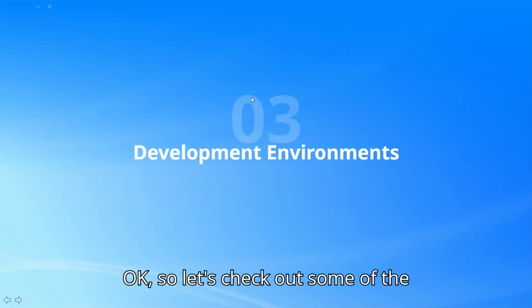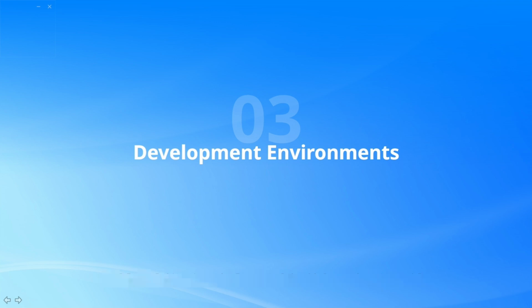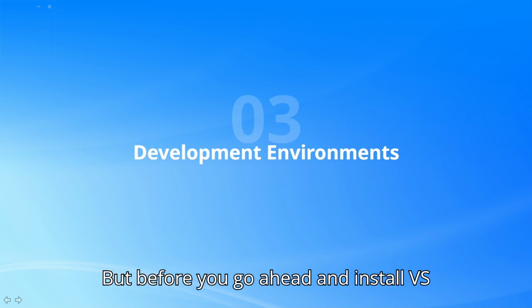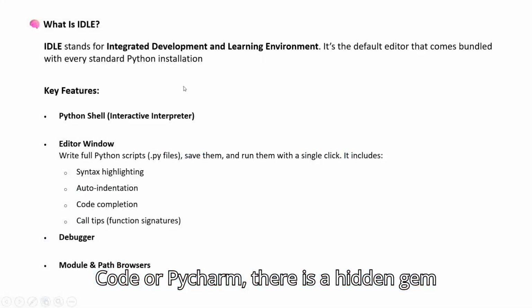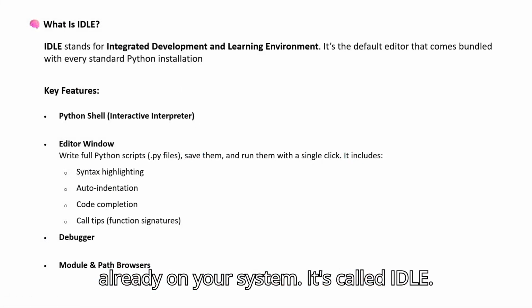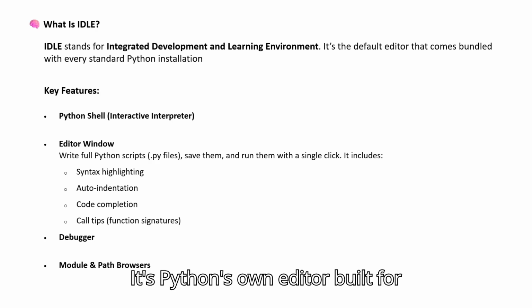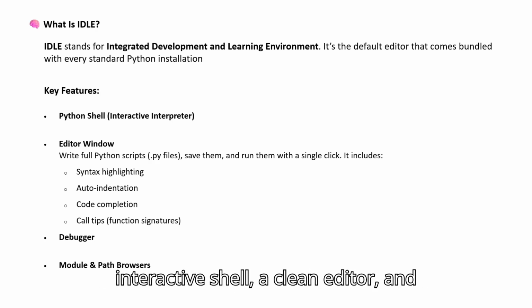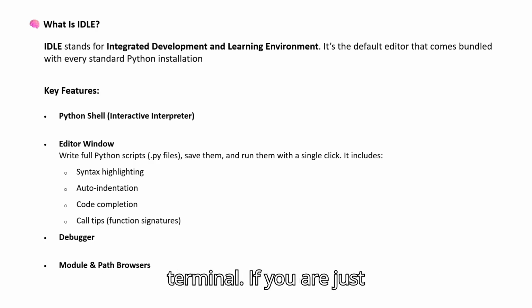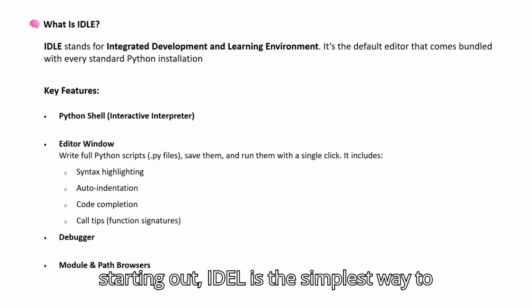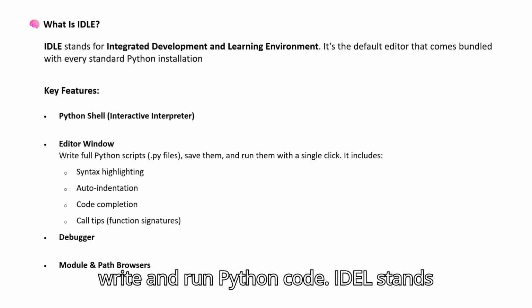Okay, so let's check out some of the development environments for Python. But before you go ahead and install VS Code or PyCharm, there is a hidden gem already on your system. It's called IDLE. It's Python's own editor built for learning and experimenting. You get an interactive shell, a clean editor, and even a debugger, all without touching the terminal. If you are just starting out, IDLE is the simplest way to write and run Python code.